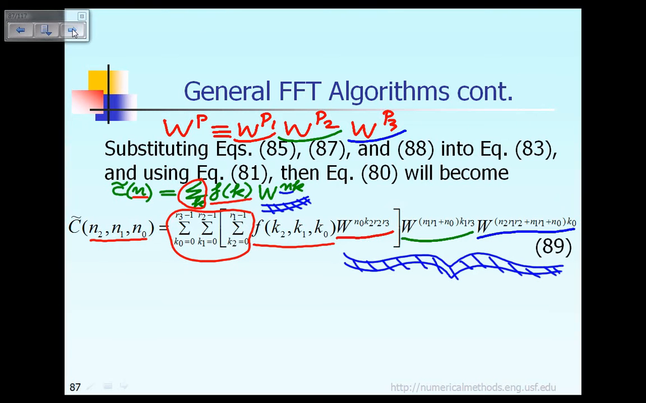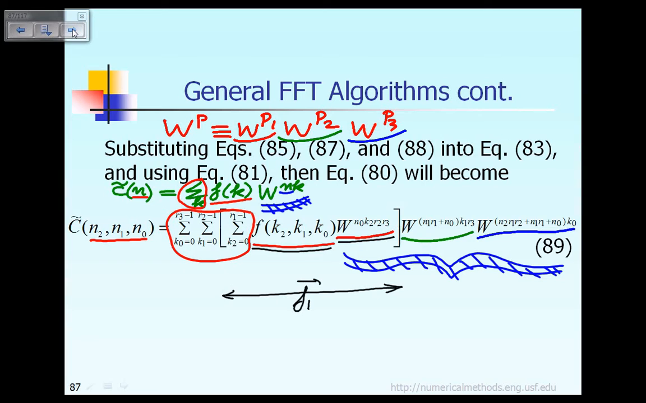The computational procedure basically goes like this. First, we compute the innermost product. In other words, from here to there, which is W raised to the power N0 K2 R2 R3 multiplied with the summation on f K2 K1 K0. That product, we call it the vector F1, intermediate vector F1.